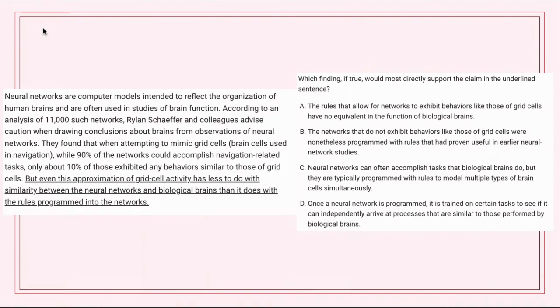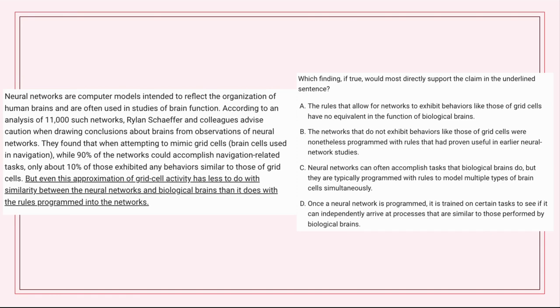Okay, so this one doesn't have a graph, but honestly, I think this one is really confusing, all the passage and the answer choices, but let's see how we can break a question like this down. So neural networks are computer models intended to reflect the organization of human brains and are often used in studies of brain function. According to an analysis of 11,000 such networks, these people advise caution when drawing conclusions about the brain from observations of neural networks.